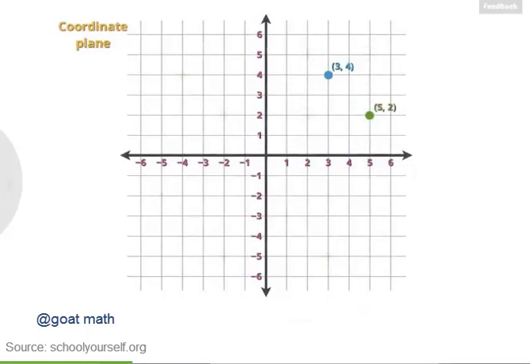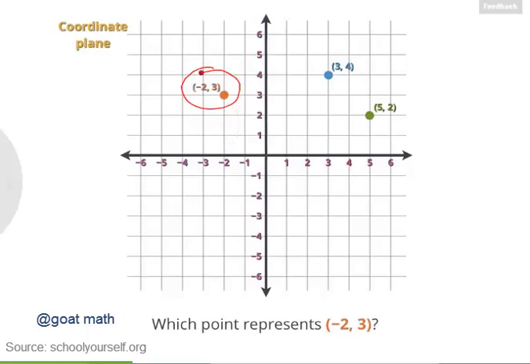Nicely done. 5, 2 means start at the origin, move +5 in the horizontal direction, and then move +2 in the vertical direction. But what about moving left or down? As you might have guessed, that's where negative numbers come in, because those are the negative directions along these number lines. So if you wanted to find the point -2, 3, then again you'd start at the origin, and then you'd move -2 in the horizontal direction, which is 2 to the left, and then you'd move +3 in the vertical direction, so up 3. So this point represents -2, 3.